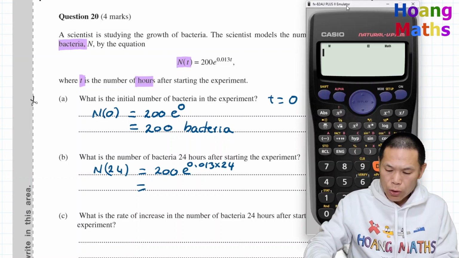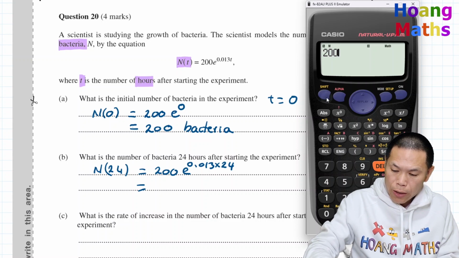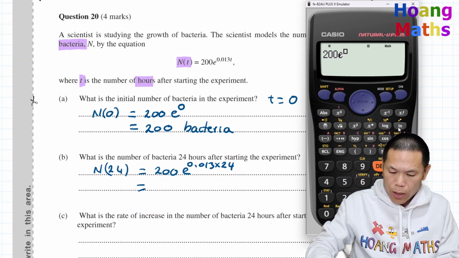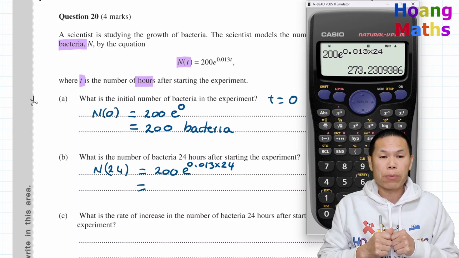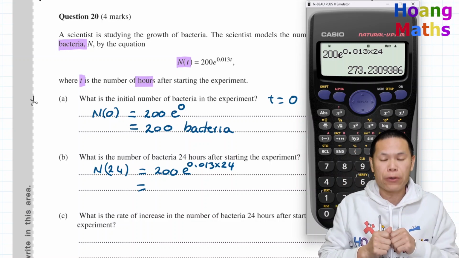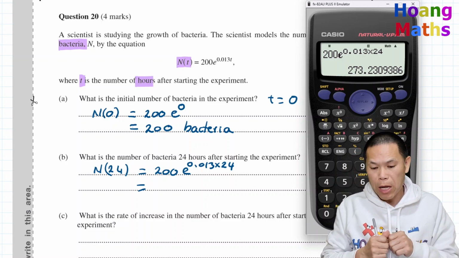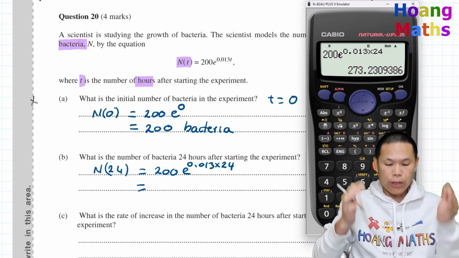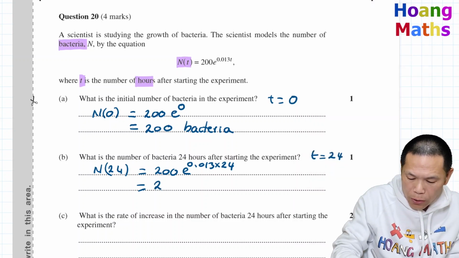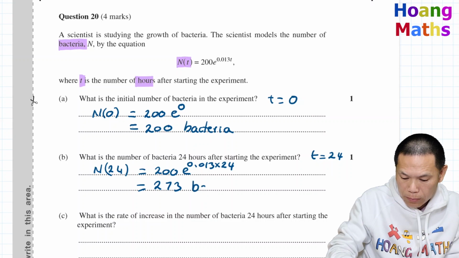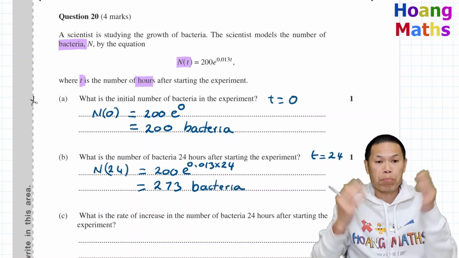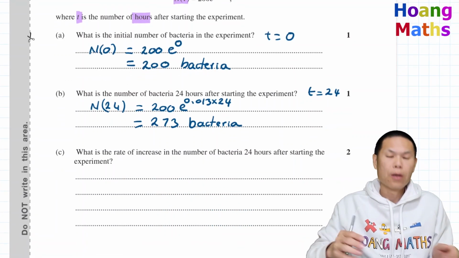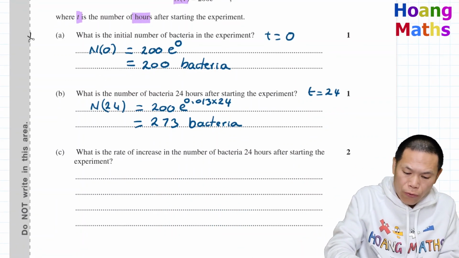So I just go 200 e to the 0.013 times 24. So there you go. But because we're talking about the number of bacteria, we just round off to a whole number. So 273. So 273 bacteria.